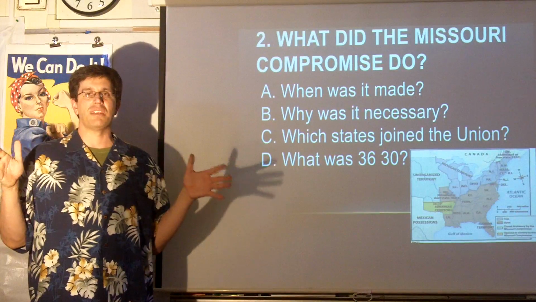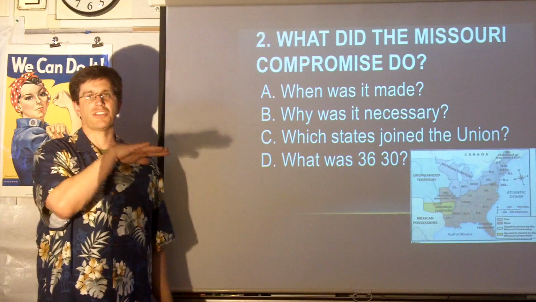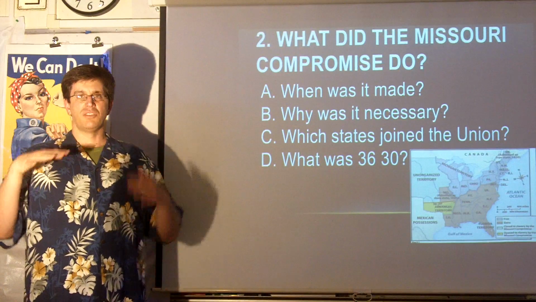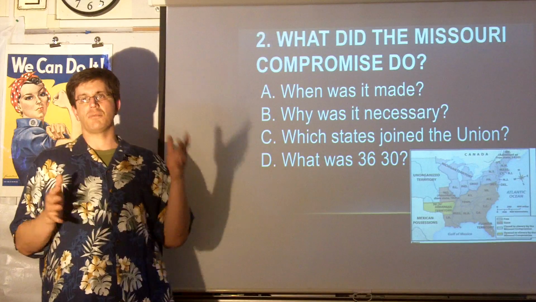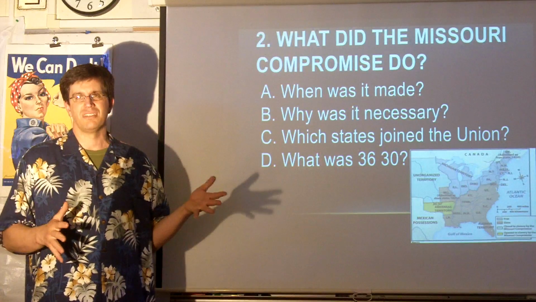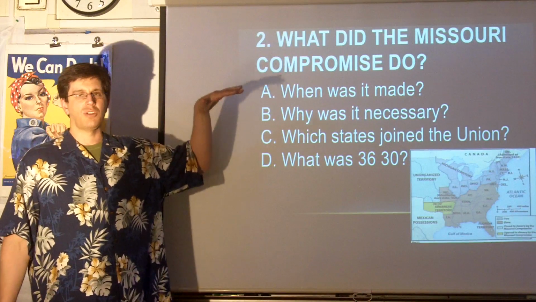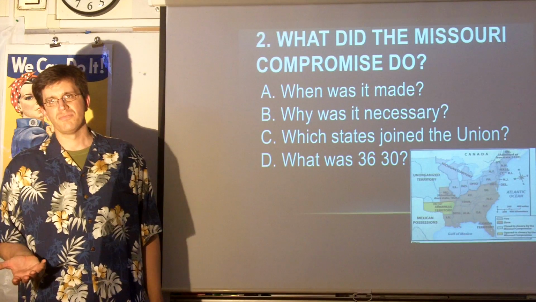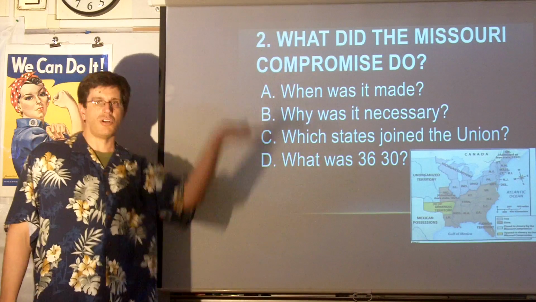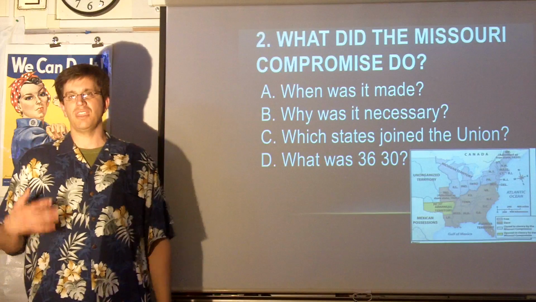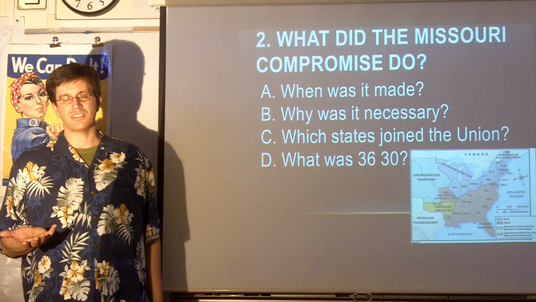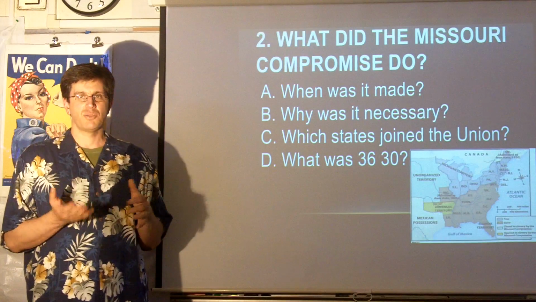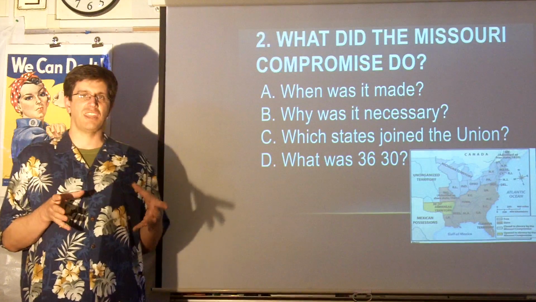So in 1820, they made a deal. The 36°30′ line of latitude would divide the Louisiana Purchase in half. All territories south of that line would be slave states. All territories north of that line would be future free states, except for Missouri, which was north of the line but would be a slave state.